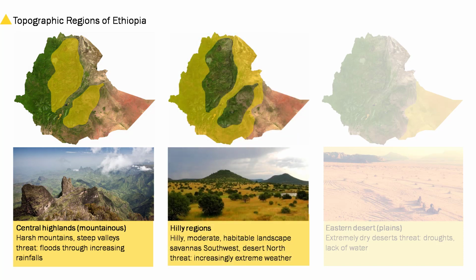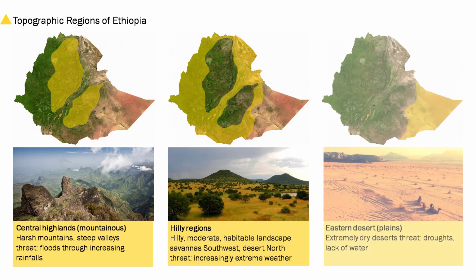These highlands are surrounded by vast hilly areas with a mostly moderate habitable climate. Only small areas in the north are desert. Mainly the hills are temperate forests and savannas, many of which are being used for livestock grazing. An increasing challenge these regions face is more extreme weather, including droughts and heavy rainfalls. The eastern plains of Ethiopia are covered by the Somali Desert. This area is extremely dry and flat, and here the constant lack of water has culminated in a severe drought over the last years.